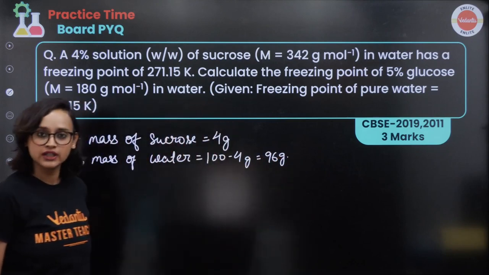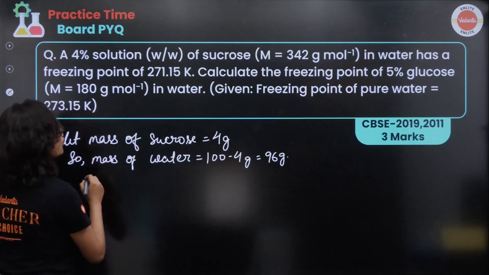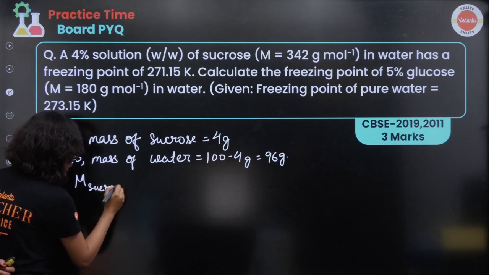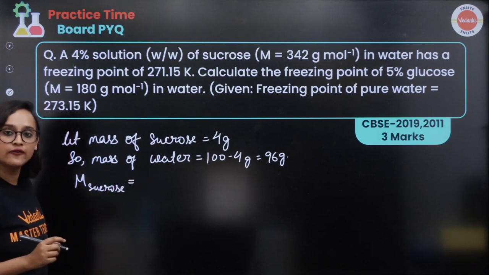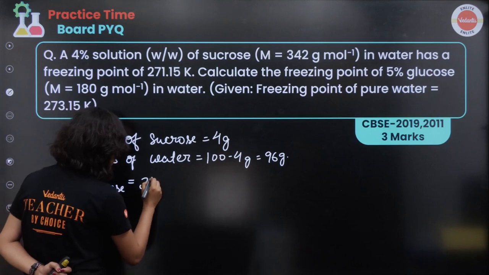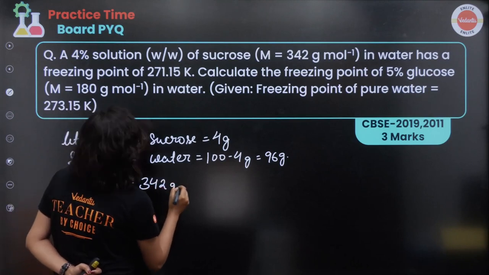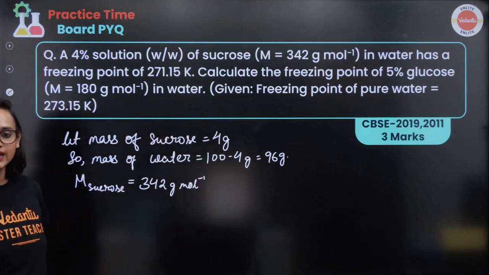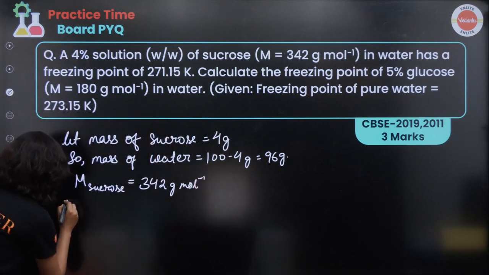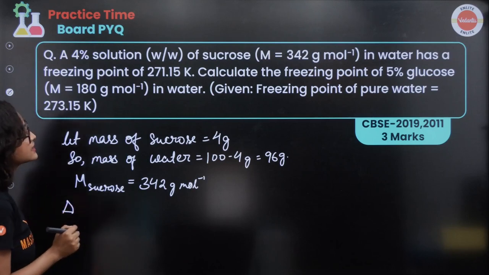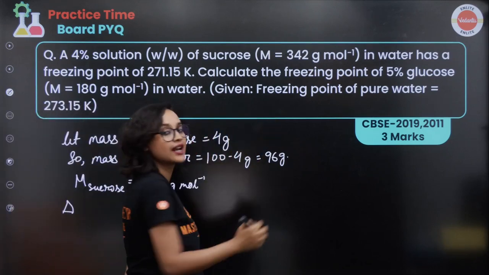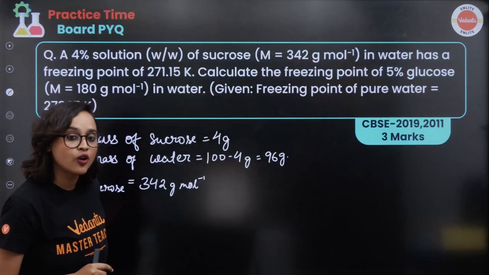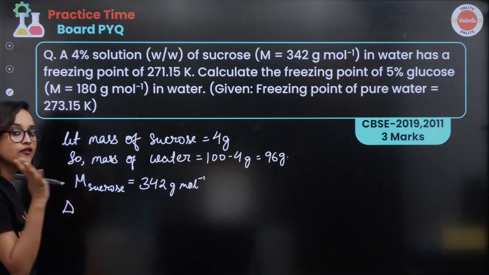Correct everybody? Now, M of sucrose is given, it is 342 gram per mole. Correct? So that means delta TF, it is freezing point. Freezing point is given, that means we are calculating depression in freezing point. We will be taking care of depression in freezing point.